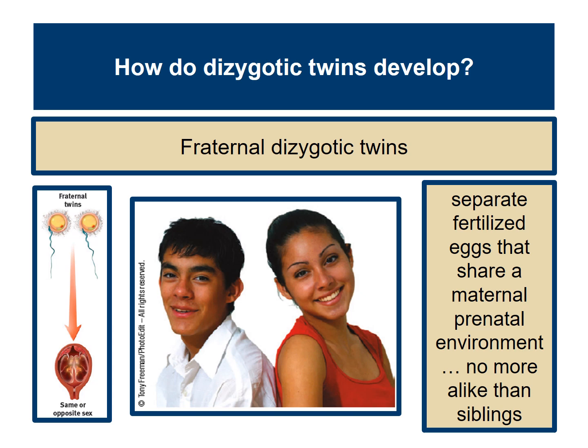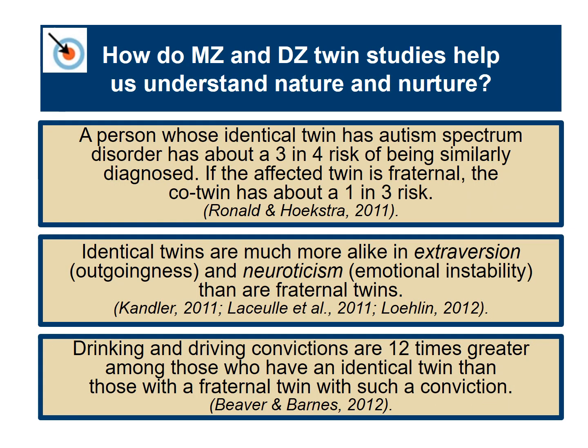Fraternal dizygotic twins, the prefix di means two. So you have separate fertilized eggs that share a maternal prenatal environment. So they are no more alike than siblings. You've got two separate eggs that are fertilized. They are just the same age. They were sharing the mom's womb at the same time. We're going to abbreviate monozygotic and dizygotic by MZ and DZ.